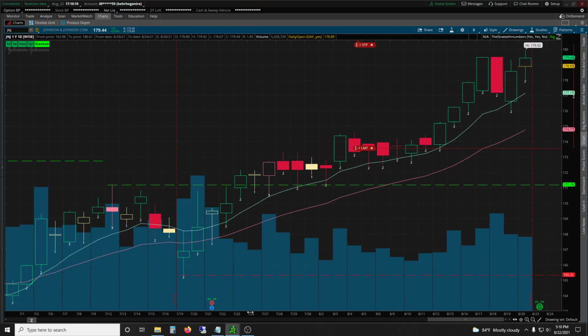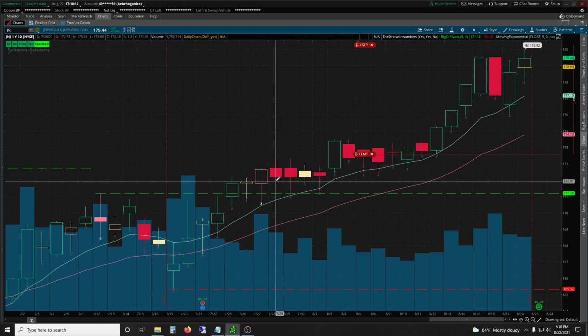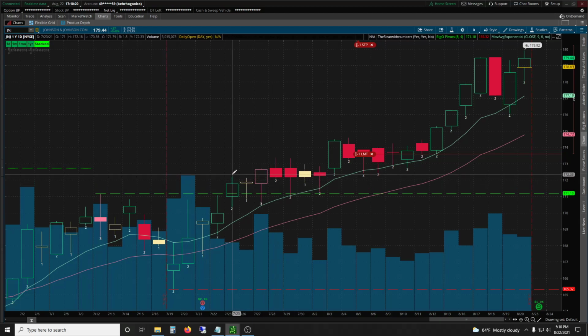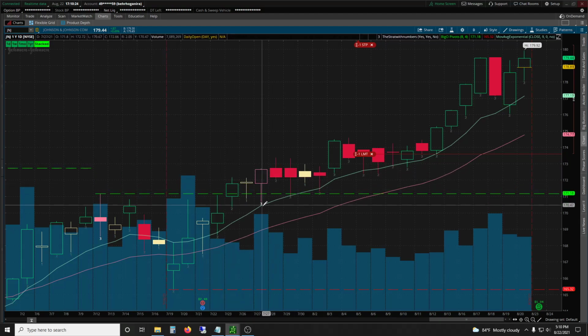What these numbers are, this is a system created by Rob Smith called the Strat. It's a numbering system to make it easier to recognize candle patterns. All inside candles are a 1. All outside candles are a 3. Everything else is a 2. That's all you can have. There's nothing else you can have.